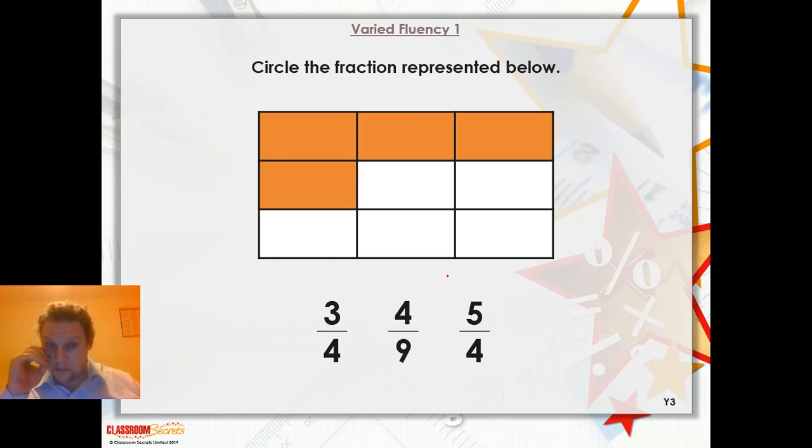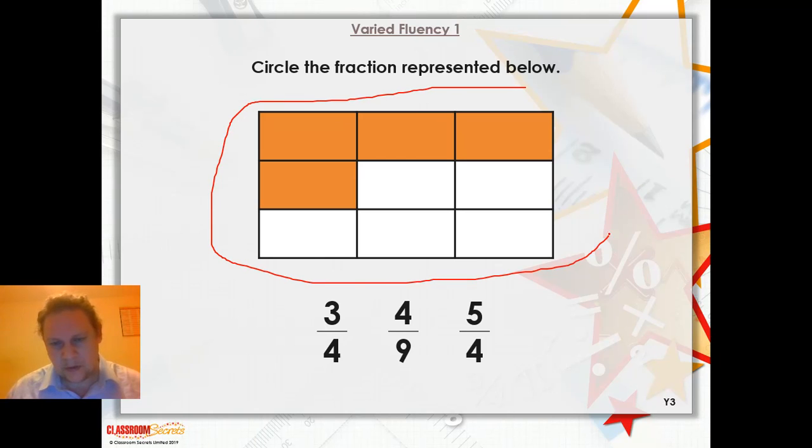Last one. Circle the fraction represented below. Now, this is our whole. How many pieces do we have in our whole? We've got 1, 2, 3, 4, 5, 6, 7, 8, 9. Which one shows us 9? That our whole has been divided into 9 pieces. Remember, our denominator down the bottom here tells us how many pieces our whole has been divided into.